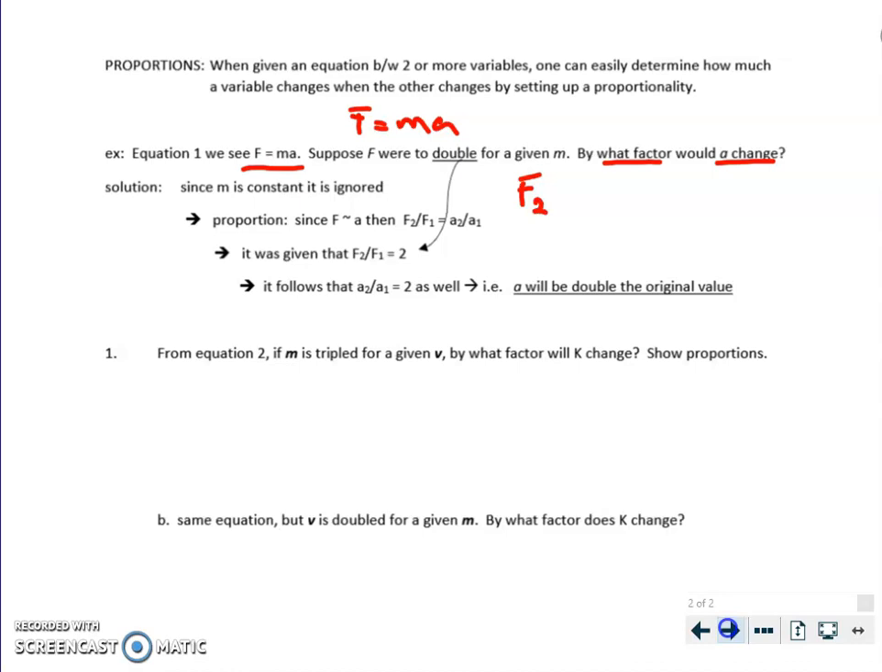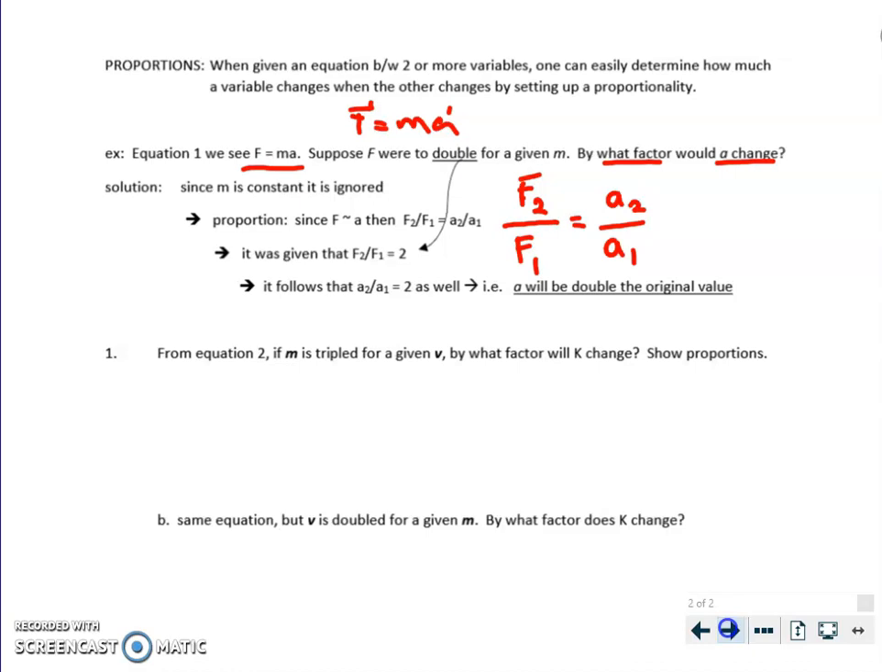What I'm looking for is the ratio of my new acceleration, a2, to my old acceleration, based on my new force, F2, over my old force. Since everything's to the first power, I'm just going to leave them as they are. Again, the m is ignored because it's staying constant, so proportions-wise, it's just going to divide out.